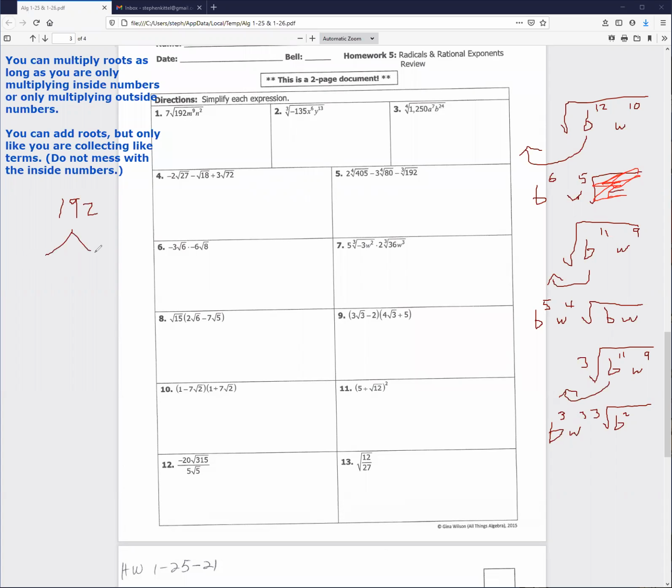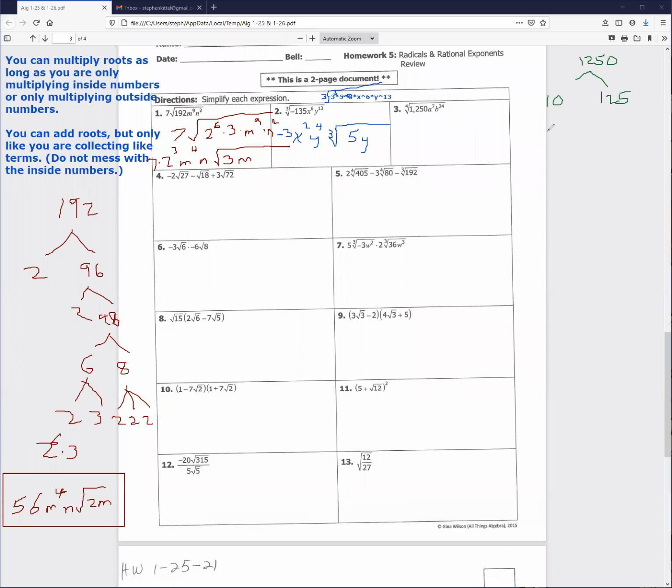All right, number 3, we are running out of space here, so I am going to erase our method over here on the right. I hope that you're comfortable with that because we will be revisiting it. But 1250, now 1250 is another gross number, so I'm going to break it down. 1250 is 10 times 125. This is 2 times 5, and 125 is 5 times 5 times 5. So it means we've got the fourth root of 2 times 5 to the fourth times a to the seventh times b to the 24th.